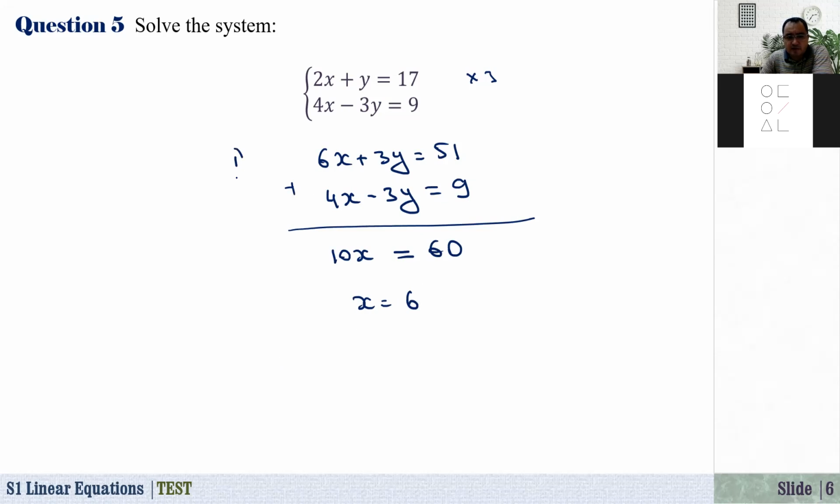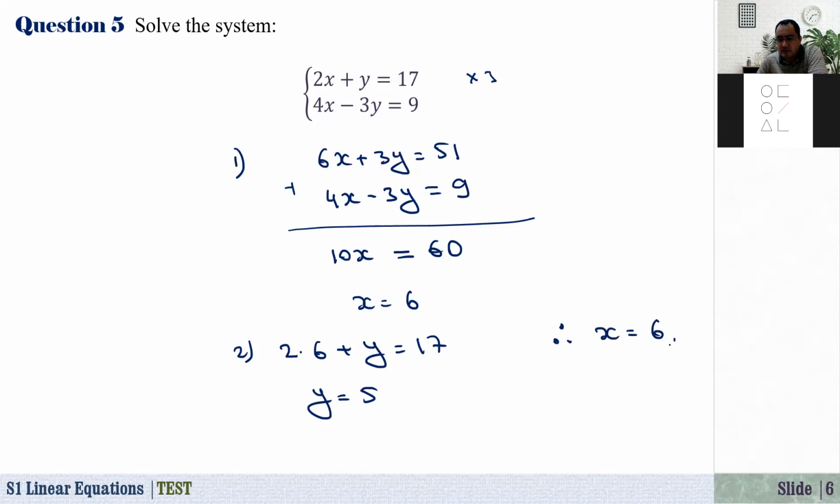That's the first part. For the second part, if I substitute this into the first or the second equation, we will get y. Let me substitute into the first equation: 2 times 6 plus y is equal to 17. What is y? 17 minus 12 is 5. So the solution of the system is 6 and 5.